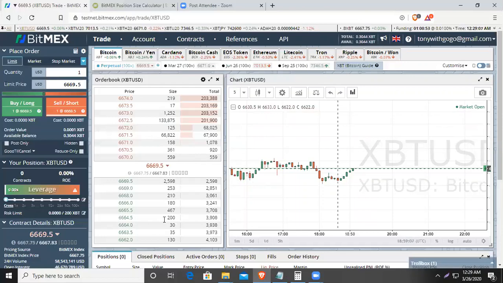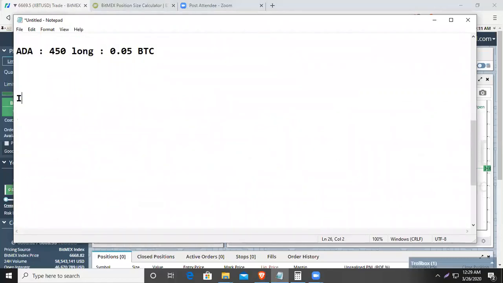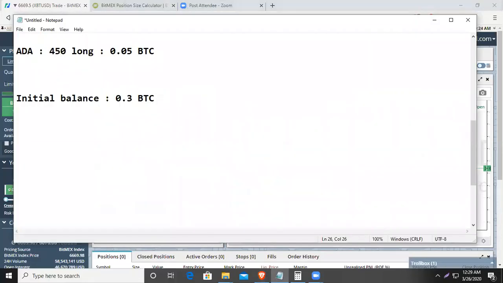Mark, let me write it for you. My initial balance is 0.3 BTC. Look at the top left, sorry, look at the cursor. It's 0.304, I'm considering it 0.3 BTC. Now I want to long BTC, and I want to use my risk, let's say 3%. I want to risk 3%.